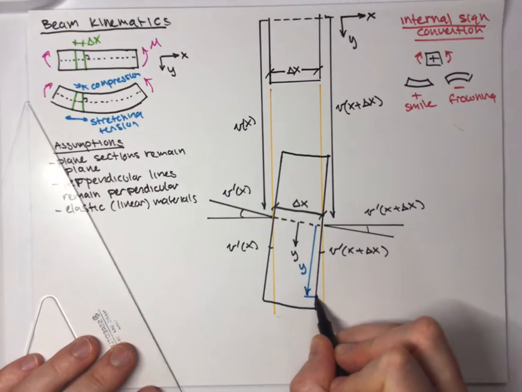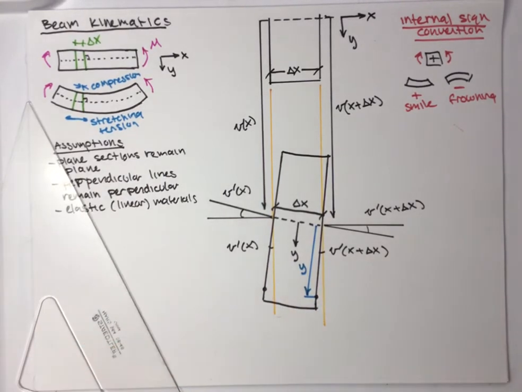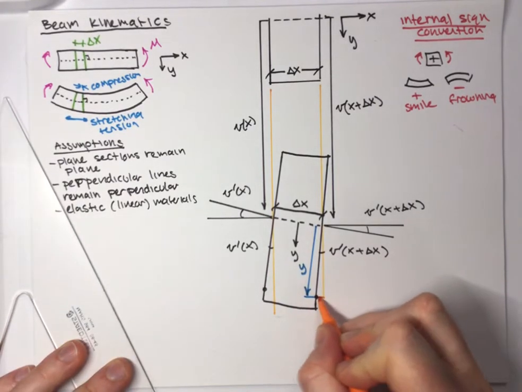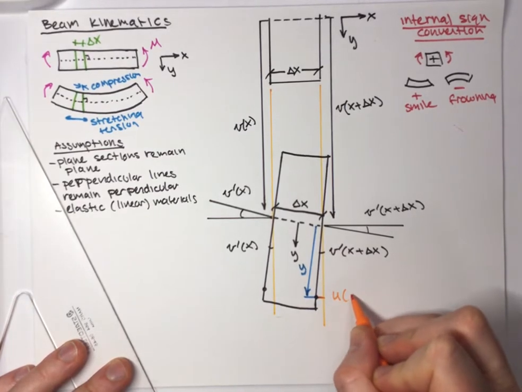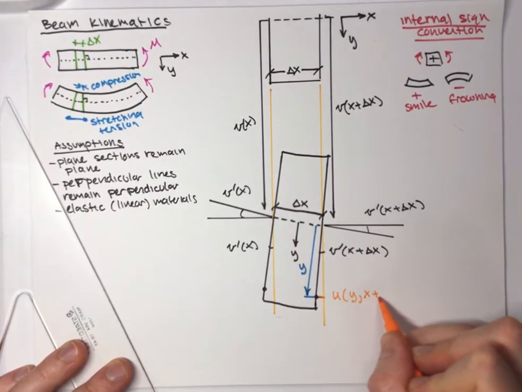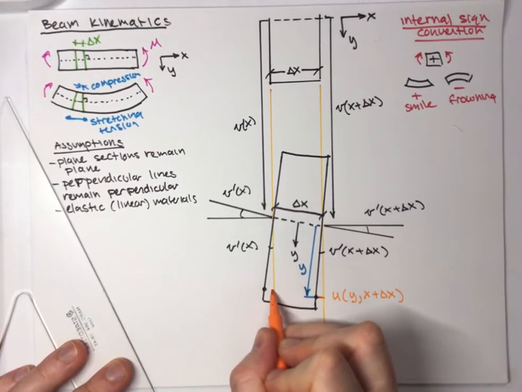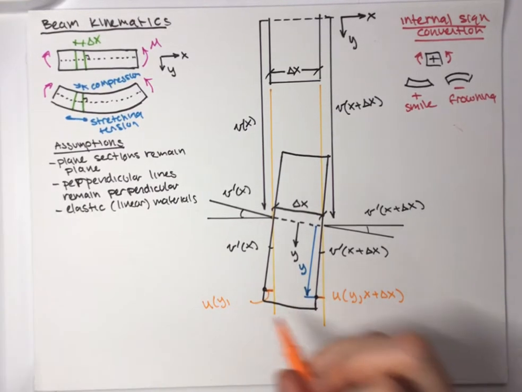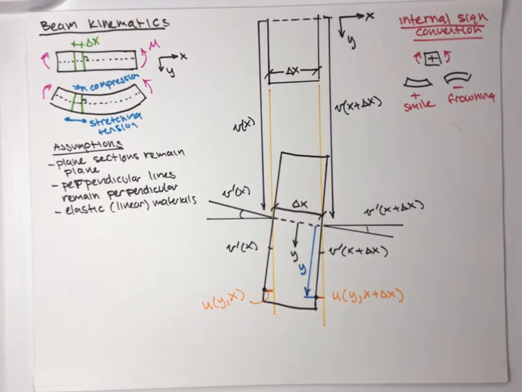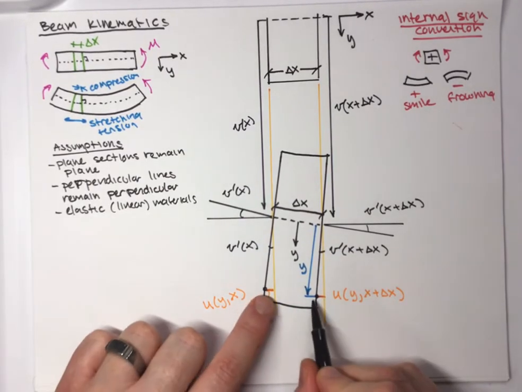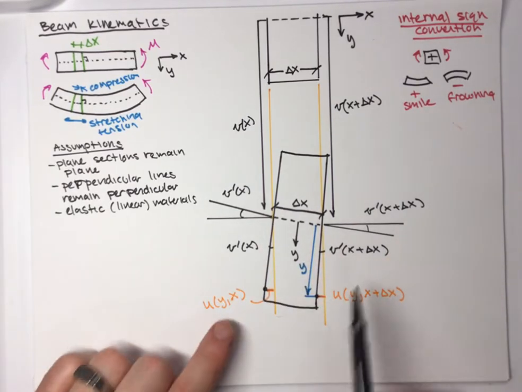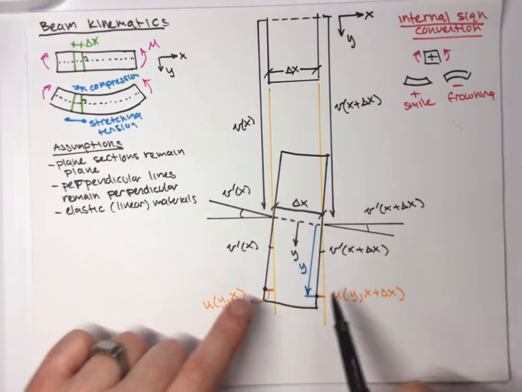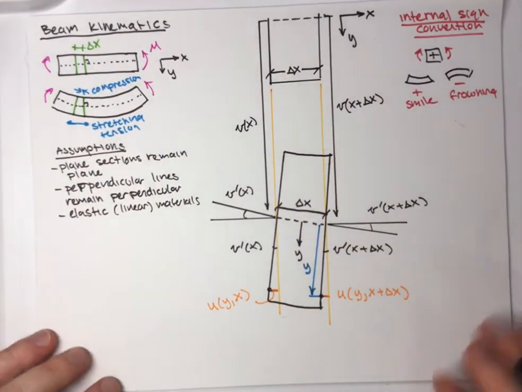So to do that, what we need to know is what is the displacement at y in those two locations. So let's make that orange. So this would be the displacement at the location y at x plus delta x. And the displacement here, this would be the displacement at y at x. Now, if we want to know the strain at that location, all we need to do is subtract our two displacements and divide by the length, which originally was delta x, right? Everything in our beam started out as delta x.